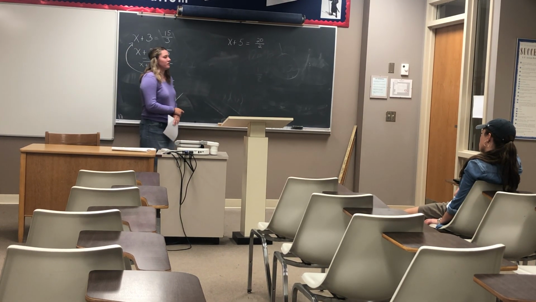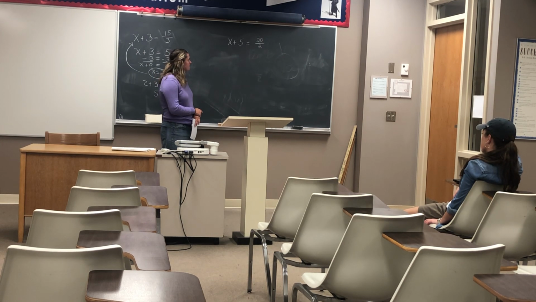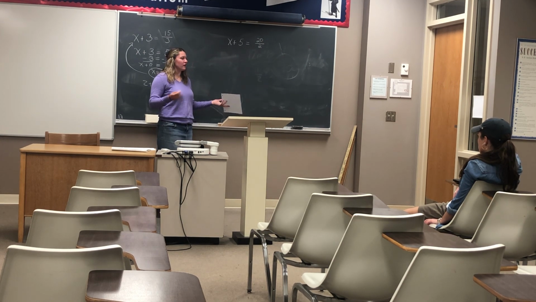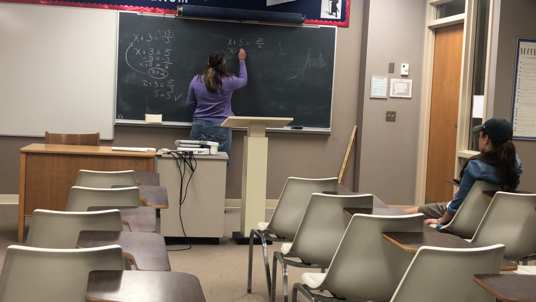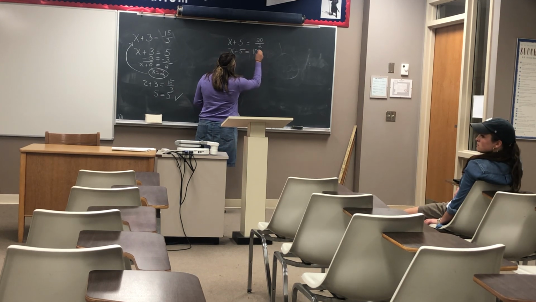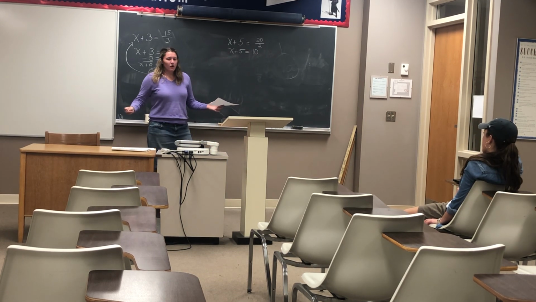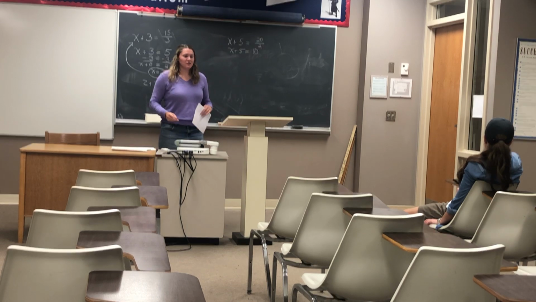What can we simplify, Kelly? 20 over 2 to 10. Okay, 20 over 2 to 10, and why is 20 over 2 equal 10? Because half of 20 is 10. That's right. So we're going to go ahead and rewrite this: x plus 5 is equal to 10. So we simplified. What was our next step, class?